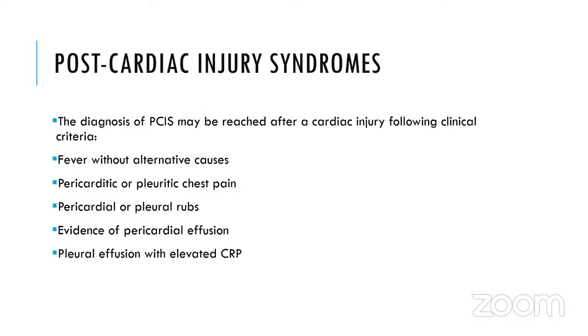The diagnosis of post-cardiac injury syndrome has to fulfill the following criteria. The patient usually presents with fever without an alternative cause, and pericarditic or pleuritic chest pain. There is usually a pericardial or pleural rub, and there is evidence of pericardial effusion, or a pleural effusion with an elevated CRP.